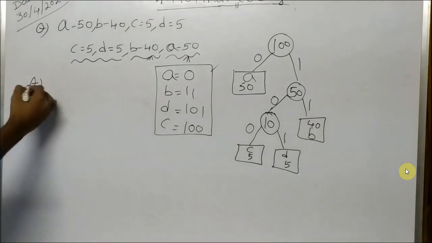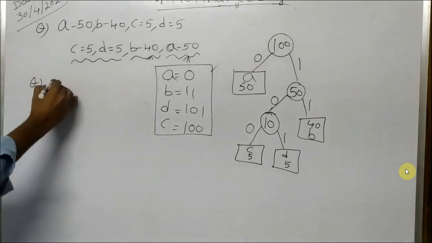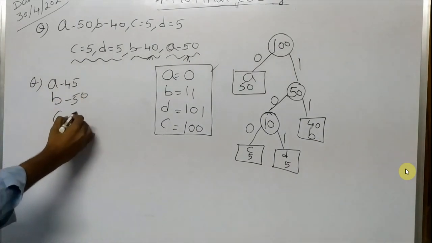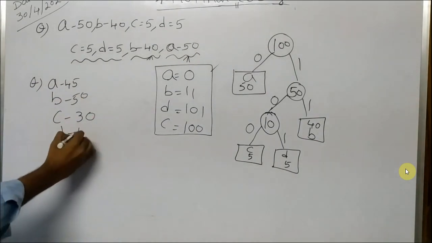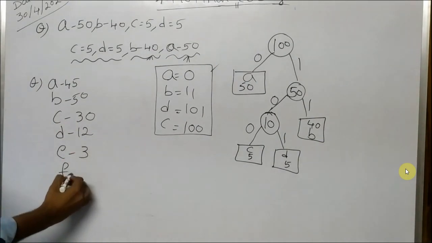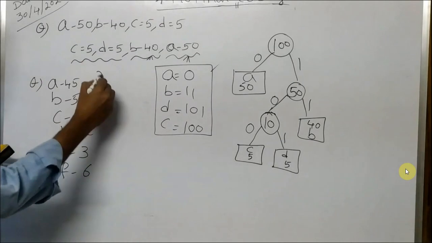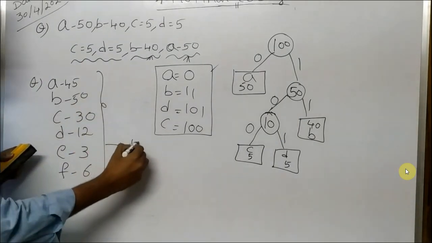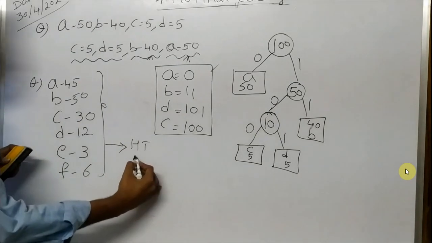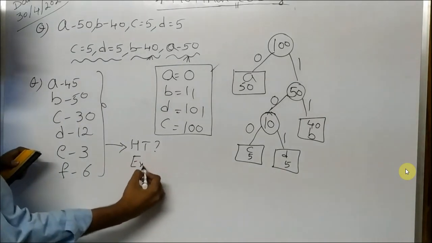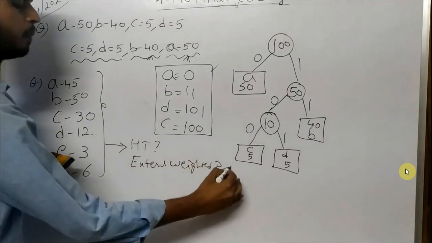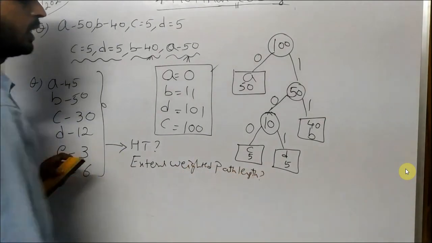Similarly, we'll have one more question. A 45, B 50, C 30, D 12, E 3, F 6. So for these, you can construct a Huffman tree. You can construct a Huffman tree and find out the external weighted path length.